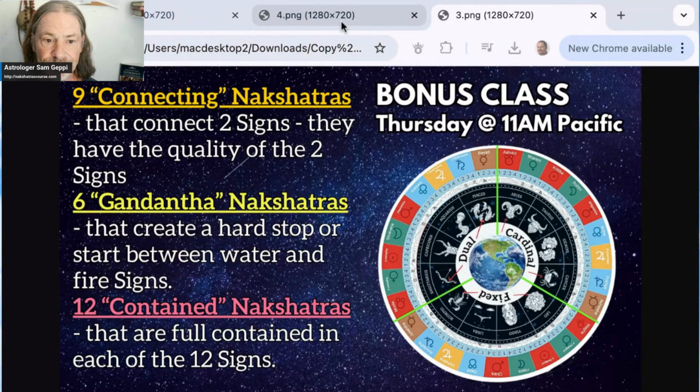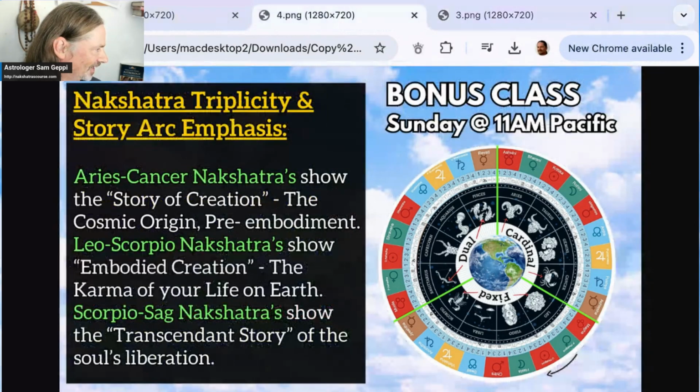Then on Sunday, that would be October 27th, I'm going to talk about the nakshatra triplicity and the story arc emphasis. Because all of the nakshatras have this connection to a story arc. From Aries to Cancer, those nakshatras show the story of creation, the cosmic origin, pre-embodiment, before we incarnate. So again, I'm going to go over these principles in these bonus classes so that when I teach the weekend course, October 2nd and 3rd, we can just really go into it.